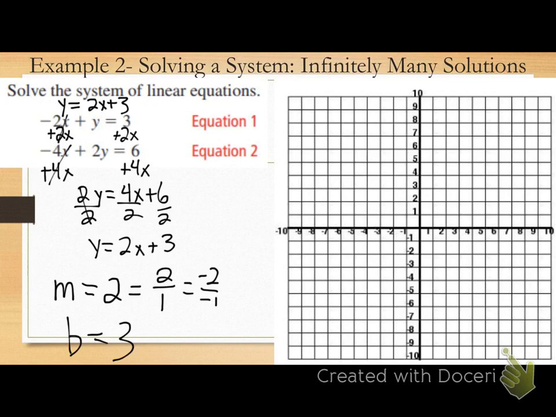We're going to graph our y-intercept first. Go up 3 on the y-axis. And then 2 over 1, same slope as we used earlier. Go up 2, right 1, from your y-intercept. You can also go down 2, left 1.